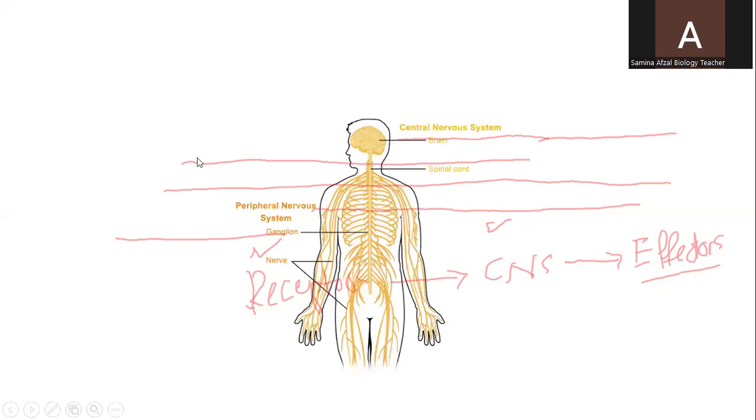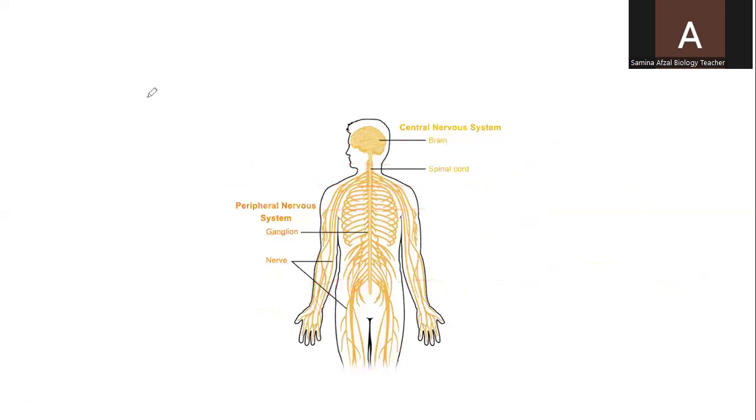In the next diagram, you can see the location of the central nervous system, that is the brain in the skull, and the spinal cord in the vertebral column. And from the brain and spinal cord, the different nerves which are bringing the messages towards the central nervous system or away from the central nervous system are called the peripheral nervous system.